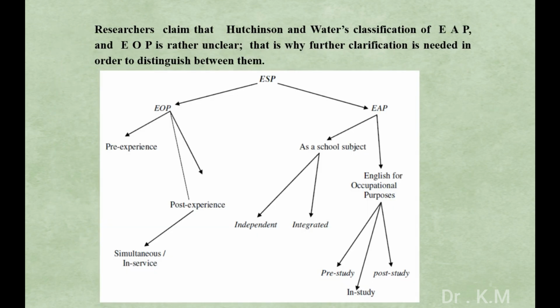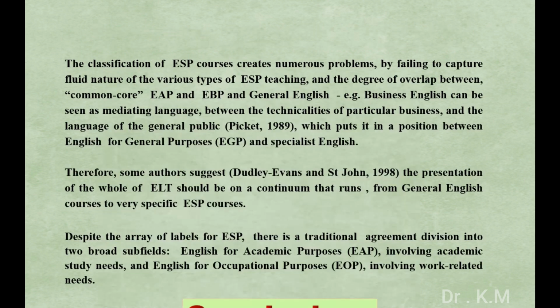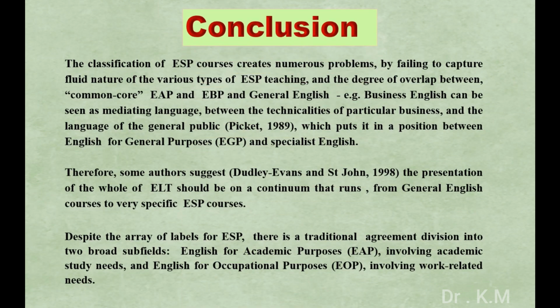Yet Hutchinson and Waters' classification of EAP and EOP is rather unclear. That is why further clarification is needed in order to distinguish between them. Conclusion: the classification of ESP courses creates numerous problems by failing to capture the fluid nature of the various types of ESP teaching, and the degree of overlap between Common Core EAP and EBP and General English. For example, Business English can be seen as mediating language between the technicalities of particular business and the language of the general public. Pickett, 1989, which puts it in a position between English for general purposes, EGP, and Specialist English.